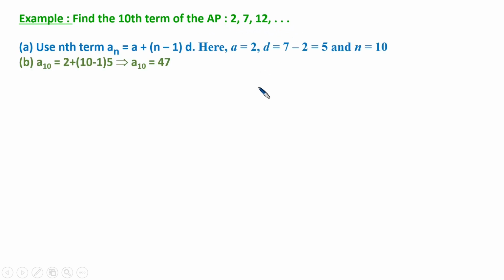What will be the 10th term? Here, please remember this formula: the nth term a_n is equal to a plus (n minus 1) d. So n should be 10. Here a is equal to 2 and d is equal to 5: 7 minus 2 is 5, 12 minus 7 is again 5. So d is 5 and we need to find n equal to 10. So a10 is 2 plus (10 minus 1) into 5, that is a10 is 47.